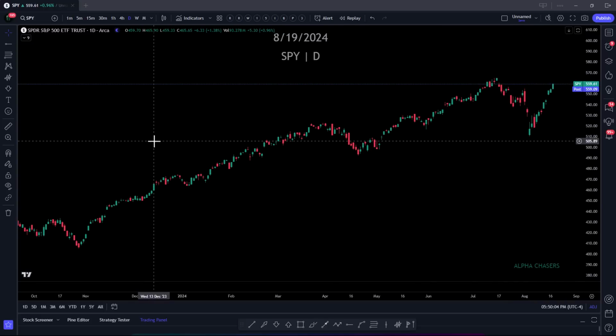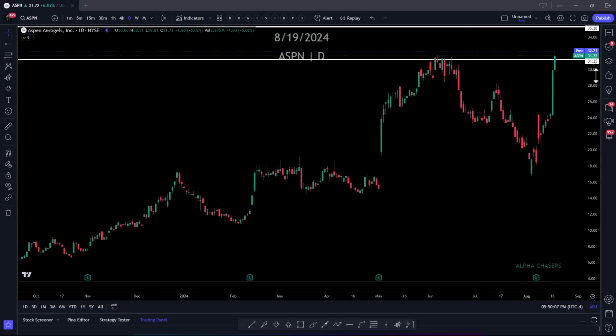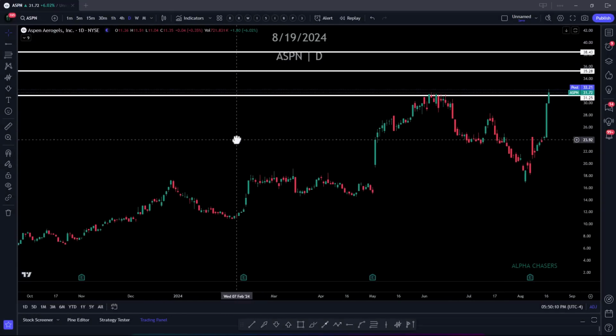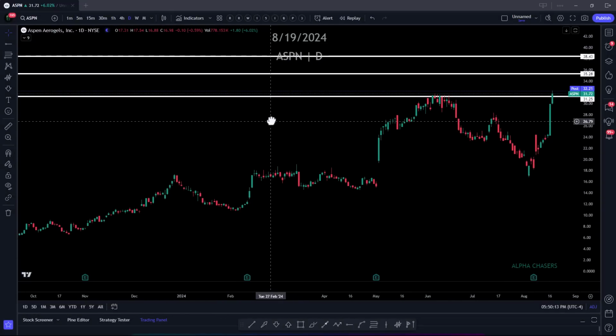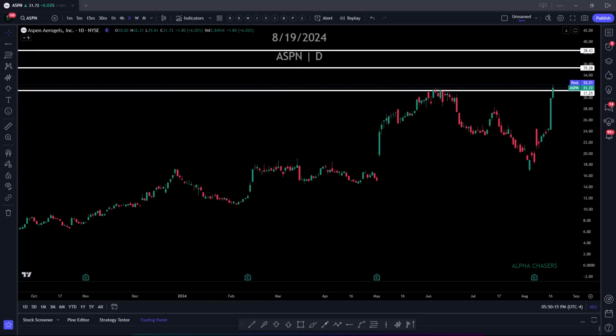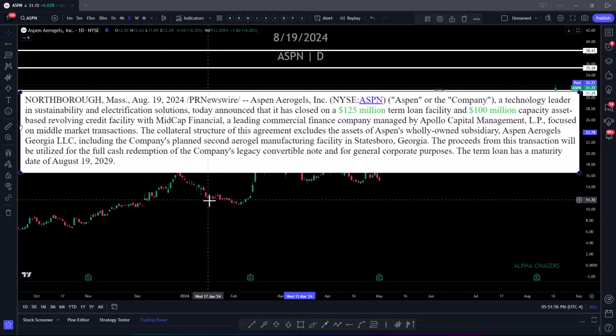Now, I do want to cover something because I was asked about this, and I think it's really important for people to get this concept. ASPN tonight issued a revolving credit, and they're going to pay back a convertible bond. And then I'm going to tell you how you should be using some of this data.